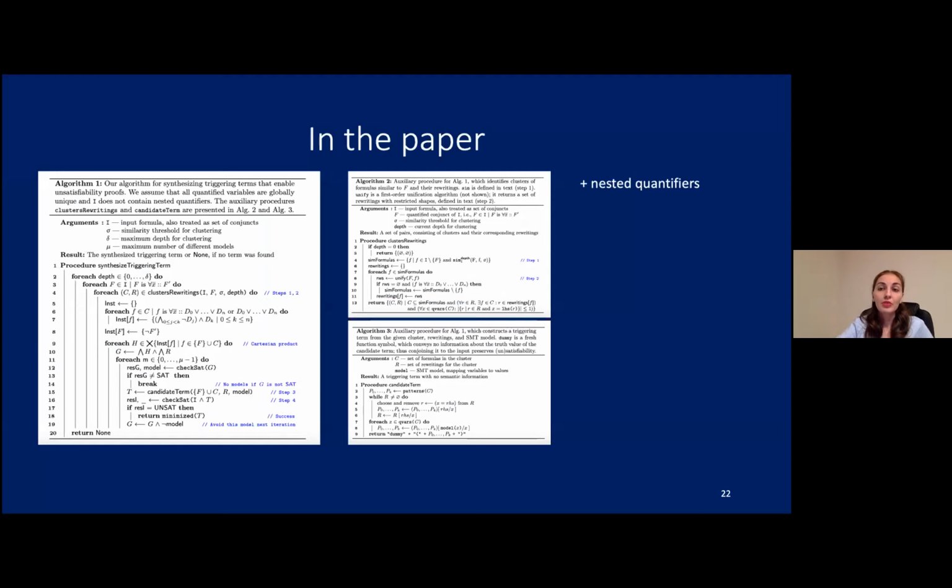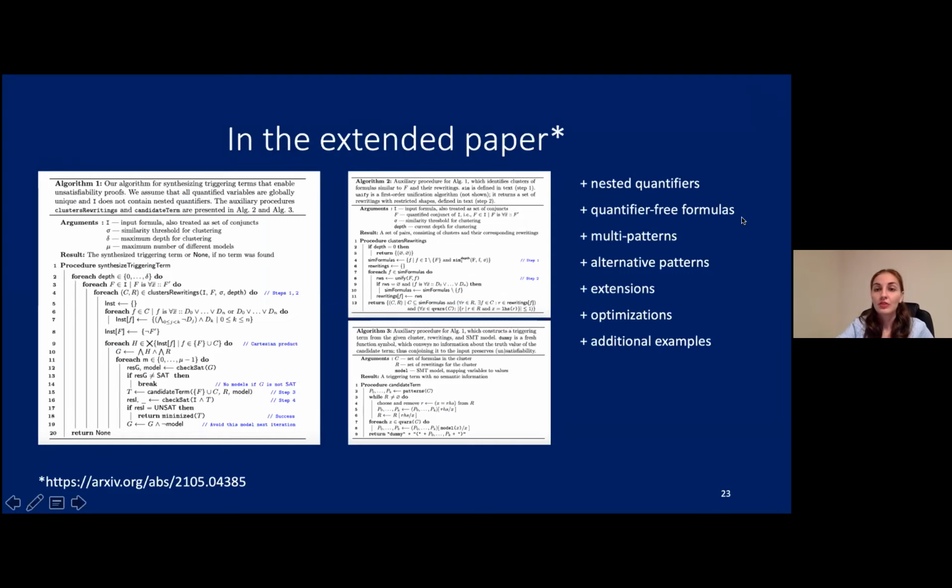You can find more details in our paper. You can find the pseudocode of the algorithm as well as how we handle nested quantifiers. And we also have an extended version of the paper, which is available on arXiv, where you can read how we handle quantifier-free formulas, formulas with multi-patterns and alternative patterns, as well as various extensions and optimizations of our algorithm that allow it to scale to real-world examples. All of these extensions and optimizations are also illustrated on additional examples.